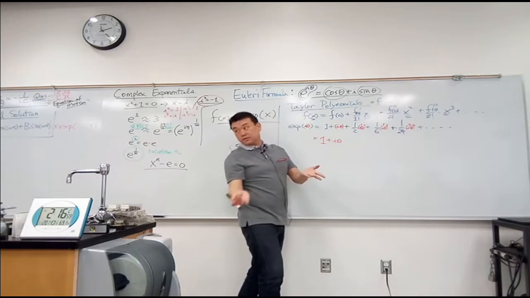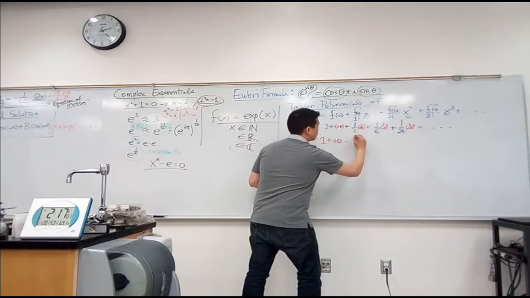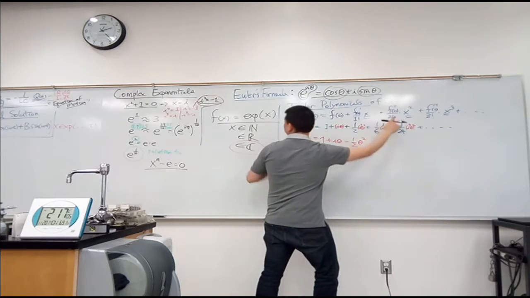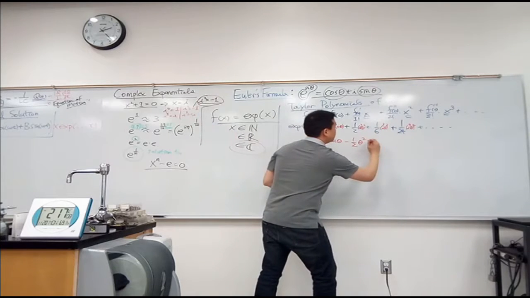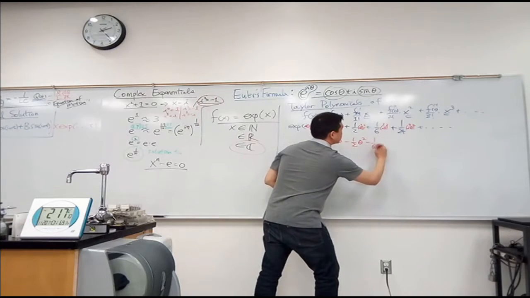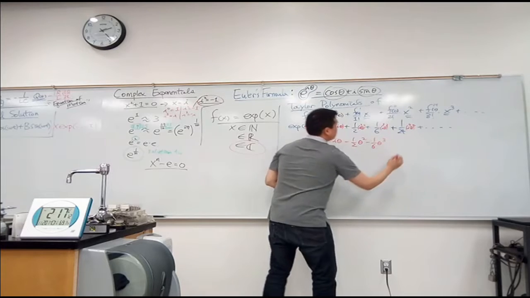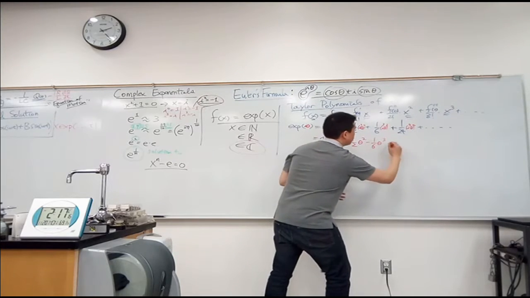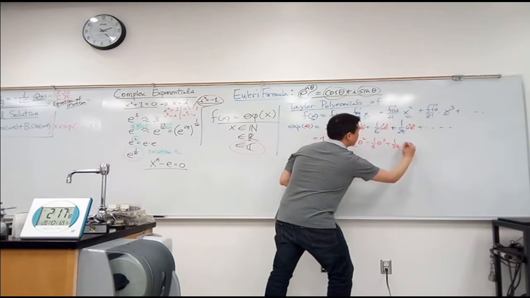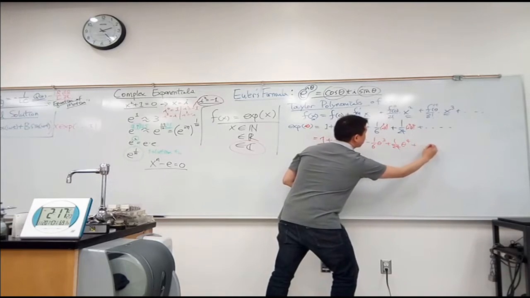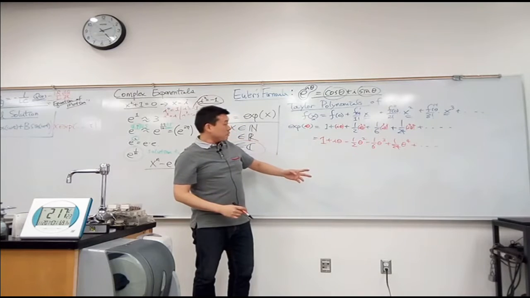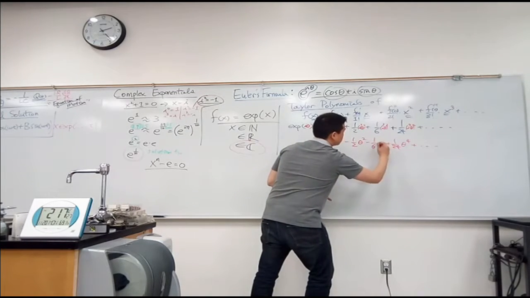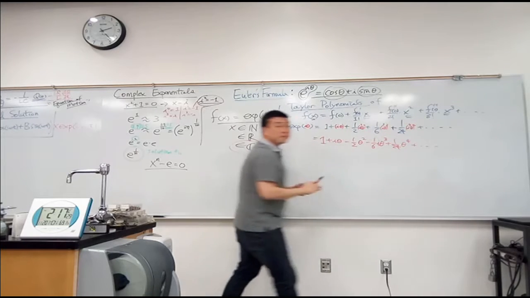I squared is minus 1, so minus 1/2 theta squared. And I to the 3rd power is minus I, so minus 1/6 theta to the 3rd power. And this is 1 again, so plus 1 over 24 theta to the 4th, plus and so on. I forgot something. This should be minus I theta to the 3rd.